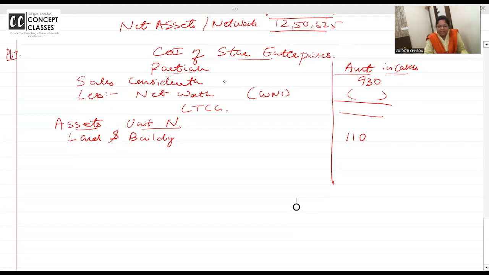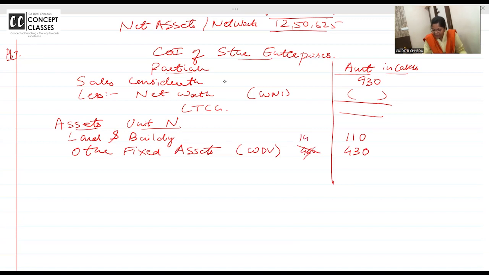And other fixed assets. Other fixed assets are shown at 460. 460 is the book value as per the books, but we are not going by the books, we are going as per income tax. So as per income tax, what is the WDV? We will not take 460. This 140, we will not take. This is for your understanding. This put together 600 they have written in the question, which you should not take.